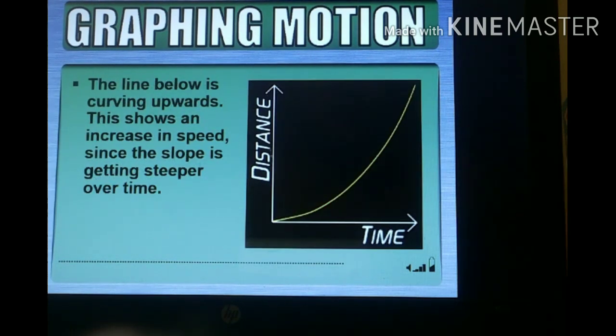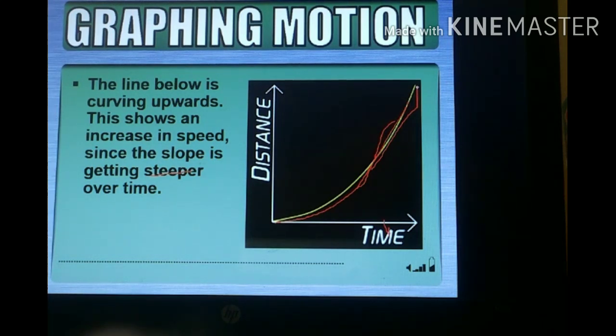This is one more graph. Whenever the distance time graph is showing the slope in this manner, it shows that it is steeper over time, or it is traveling more distance in a very short interval of time. This is also called accelerated motion.